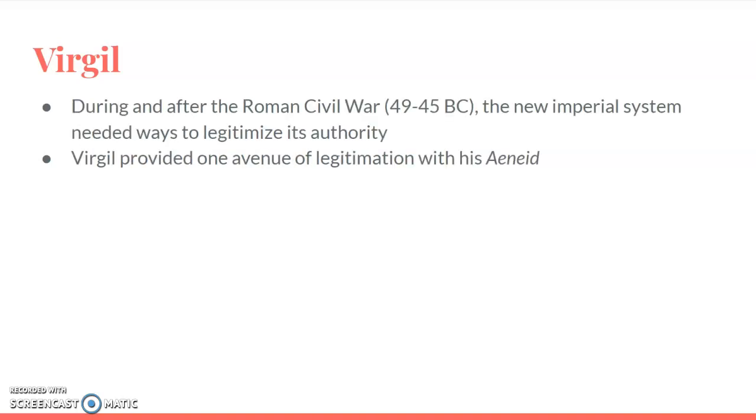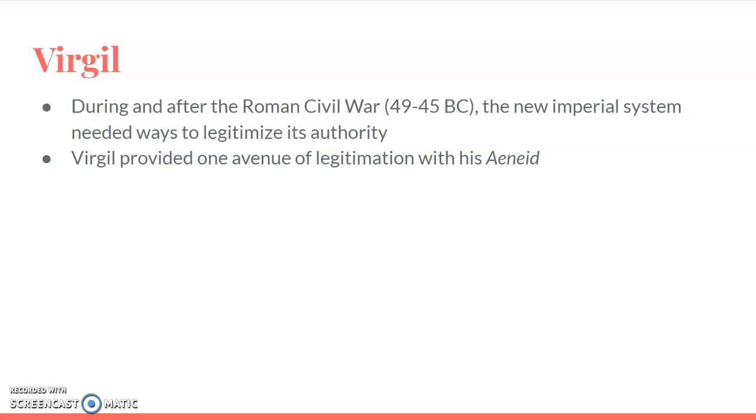During and after the Roman Civil War, from 49 to 45 BC, the new imperial system needed ways to legitimize its authority. So after Julius Caesar dies, we get the Civil War kind of between Augustus Caesar and Mark Antony, and there's that whole big thing in Egypt with Cleopatra. Augustus takes power individually, and now he needs ways to make the Roman Empire seem good.